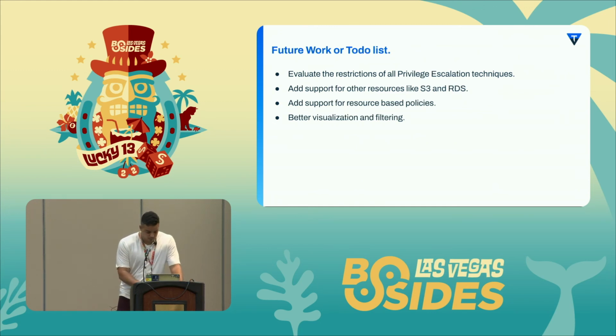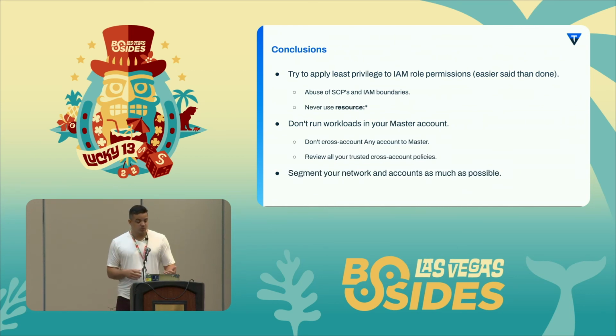And we can draw some conclusions from here. Well, first of all, try to apply least privileged IAM role permissions. And I know that's easier said than done. But you can use SCPs and IAM boundaries to limit most of what an attacker can do in your network. And never use a resource star, because when you do, you can do those actions that it has permissions for in any resource. So a good thing would be to restrict the kind of resources that the attacker can make moves on.